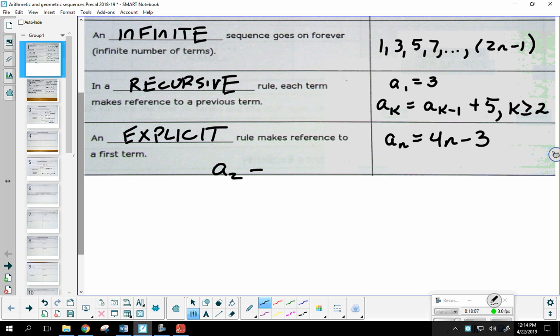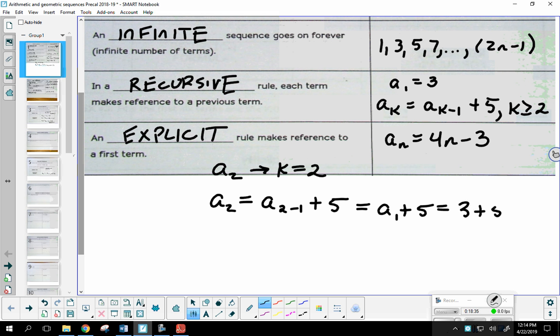Well, in this case, a sub 2 tells me that k equals 2, right? So I'm going to take that value of k and plug it into the formula. So a sub k is a sub 2, which is equal to a sub k minus 1, so a sub 2 minus 1, plus 5. But what is 2 minus 1? 1. Plus 5. We already know what the first term is, so I just plug in my 3 plus 5 and I get 8. See, the only way to get the second term is by knowing the previous term, the first one.